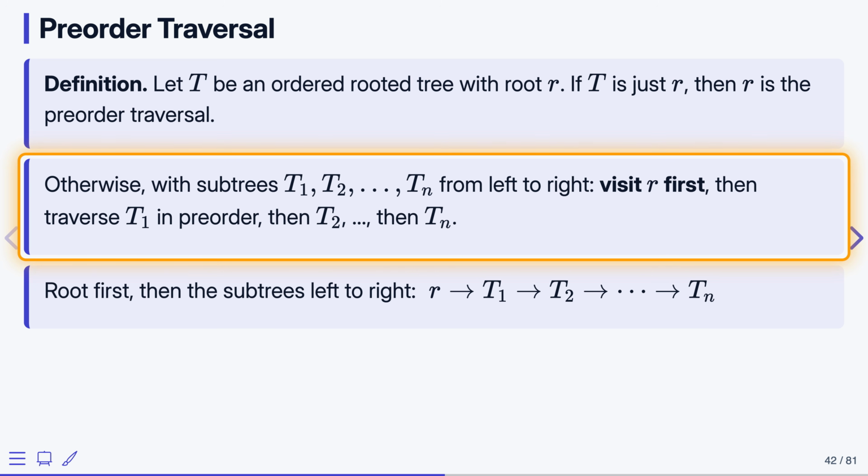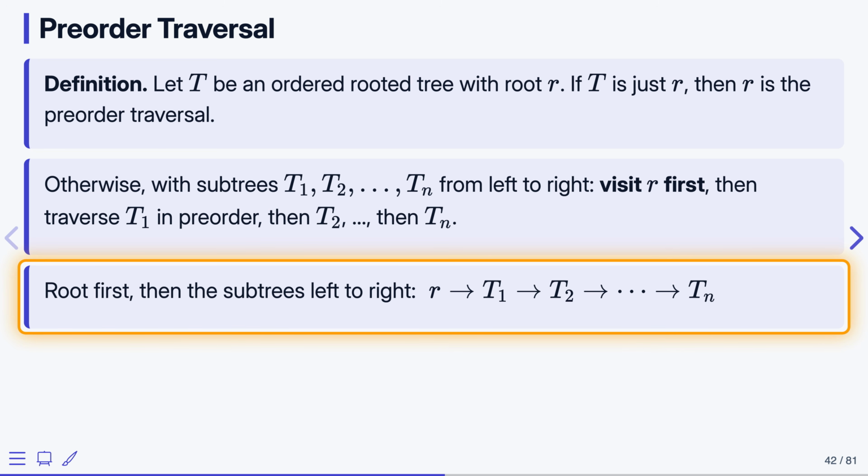Otherwise, list the subtrees of R from left to right and call them T1, T2, up to Tn. The rule says, visit the root R first, then traverse T1 in preorder, then T2 in preorder, and so on to Tn. So the short version is easy to remember. Root first, then walk the subtrees left to right. Notice the rule is recursive. Each subtree is handled by the very same rule.